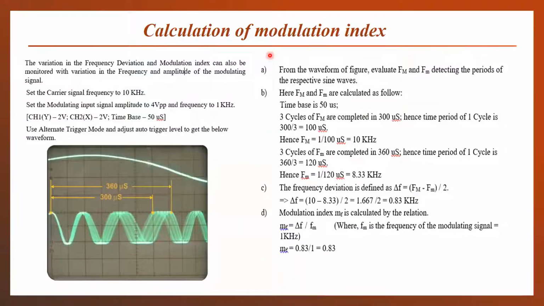So this is the procedure shown here for how to calculate the modulation index from these waveforms. This is the calculation done in the manual. You can observe that the carrier frequency is set to 10 kilohertz, and the audio frequency is set to 1 kilohertz with an amplitude of 4 volt peak to peak. The calibrations of channel 1 and 2 have also been mentioned here. The time base, that means the x-axis divisions, is mentioned as 50 microseconds.